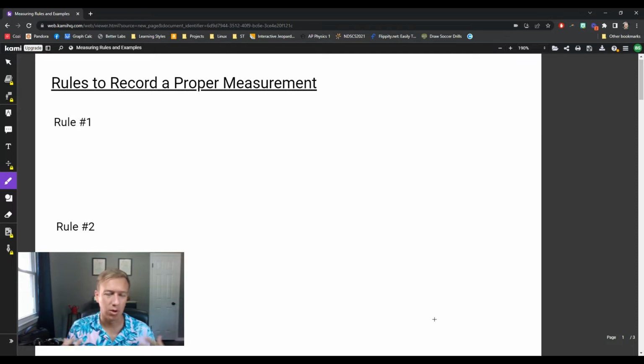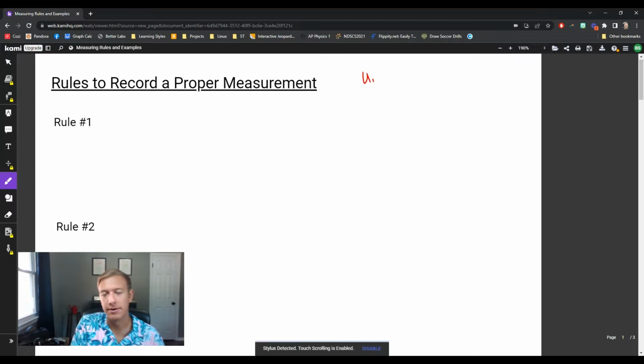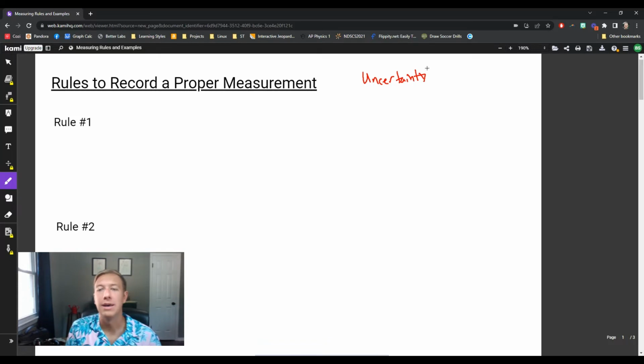Now, one thing that there's always going to be with any measurement is this thing called uncertainty. And uncertainty is basically just the unknown. There's going to be a little bit of error in a way that comes with our measurements because there is no such thing as a perfect measuring tool. We can get close, but we will never have that. So we might not get exactly the same measurement, but we want to get as close as we possibly can. And that's what these rules here that we're going to talk about will help us get to.